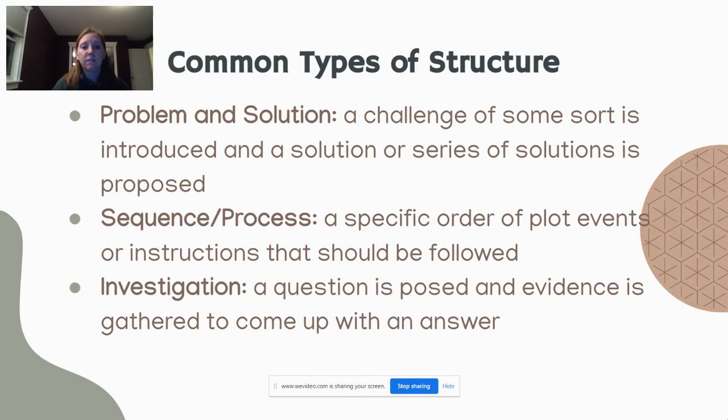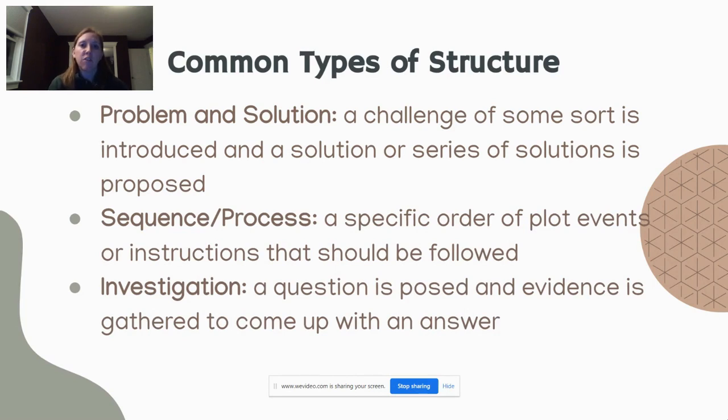Sequence or process. This means there's a specific order of plot events or instructions that should be followed. This is different than time or chronology because it's not just about the order of plot events being moved around, but in this case, there's a very specific order that has to be followed. In literature, it's things like the hero's journey, right? Like we talked about how the hero's journey has the same path, and those pieces must always be done in that way. That's what makes it the hero's journey, that archetypical hero's journey.